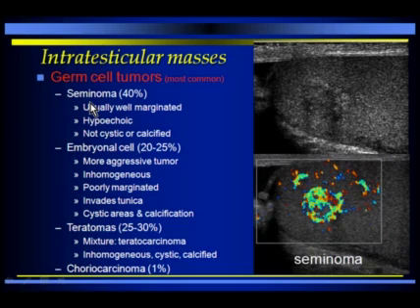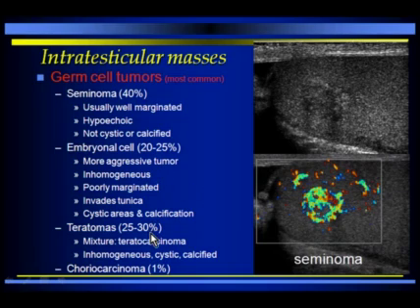40% of germ cell tumors are seminoma, so it's the most common germ cell tumor, usually well marginated and hypoechoic. It's usually not cystic and not calcified. As opposed to the embryonal cell lesions, which are slightly less common. They're a more aggressive tumor, and therefore they're not so well defined. They're very inhomogeneous, and they often invade out of the testicle. They will also often have cystic areas and calcifications, which would not be classical for seminomas.